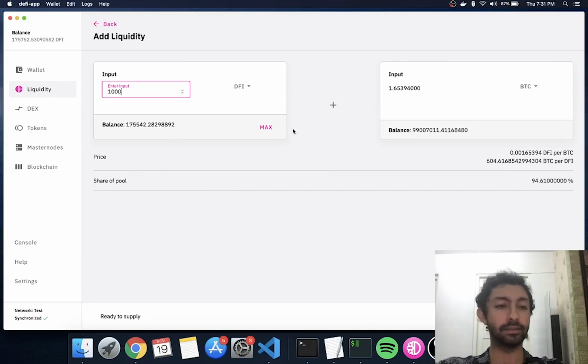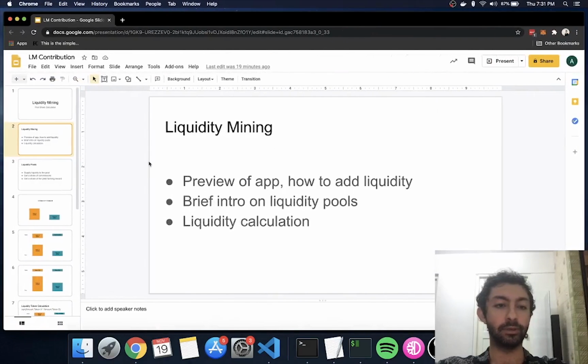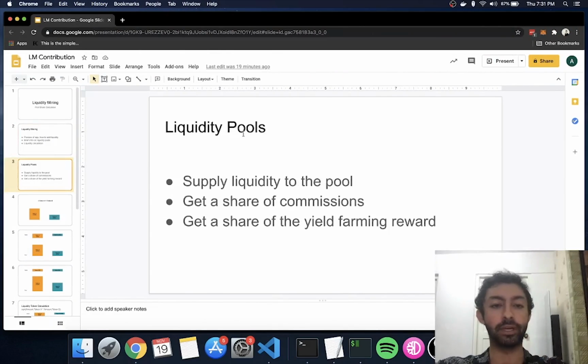So that's all I'm going to show on the app because we'll have more previews coming up in the future. And again, it still has a little bit of way to go. We're still in the testing phase at the moment. So back to the explanation here.